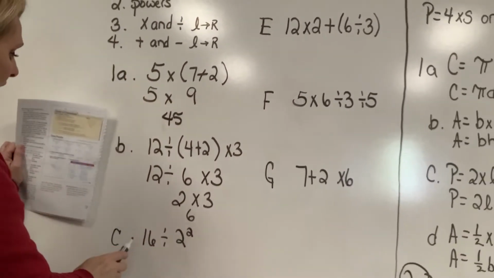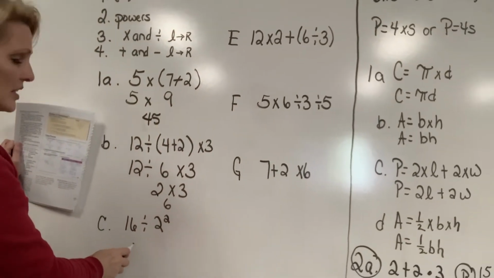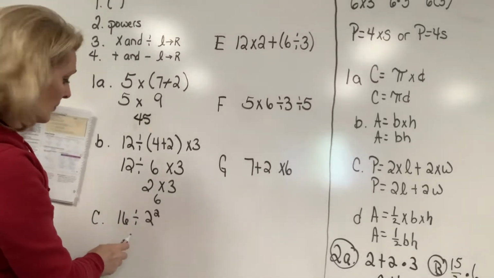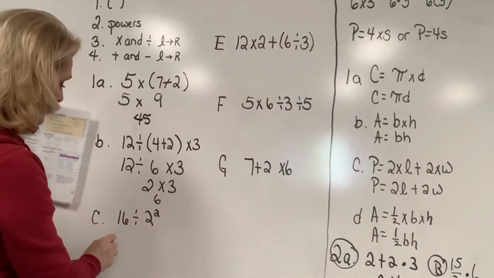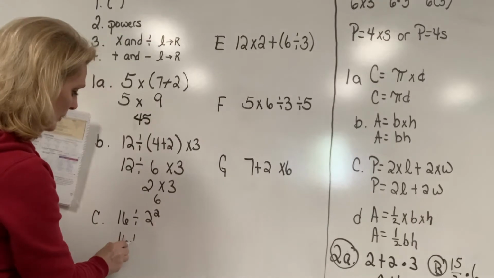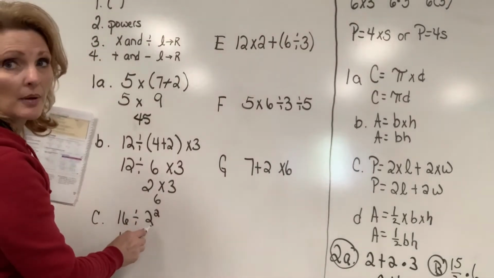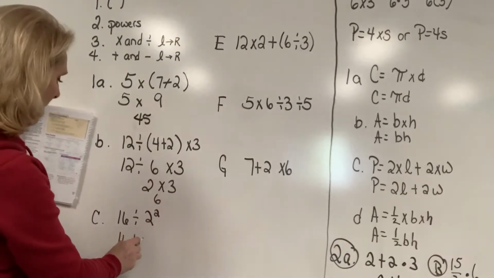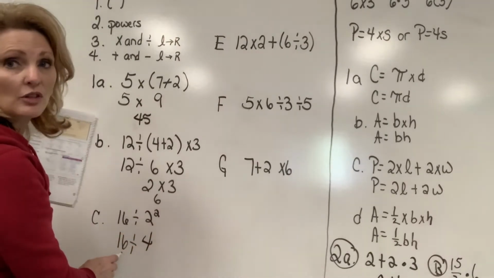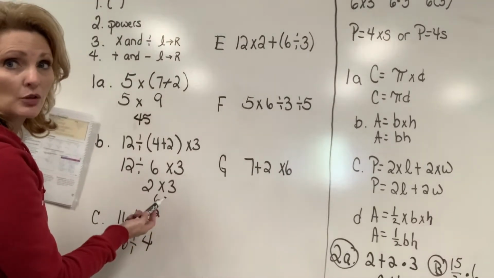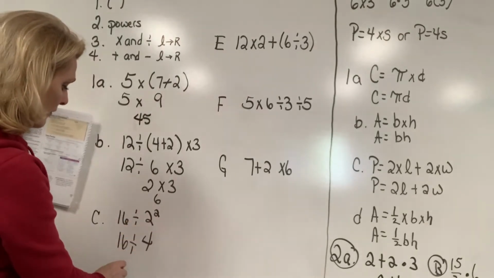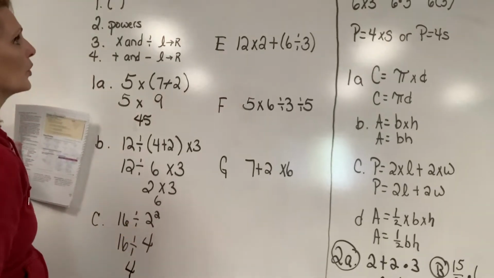And then C, the very first step says parentheses. We don't have parentheses on C, but we do have powers. So we copy this down first. 2 times 2, because you're multiplying by itself, which is 4. And then you just have to multiply or divide left to right. And then 16 divided by 4, which is 4.